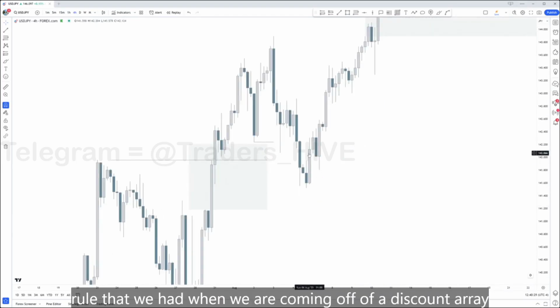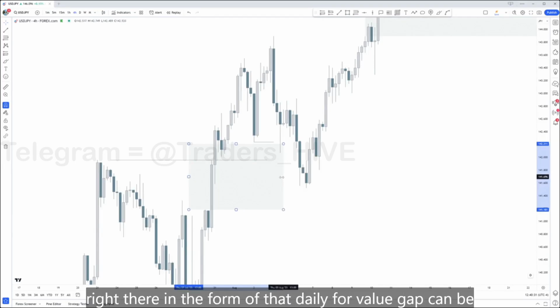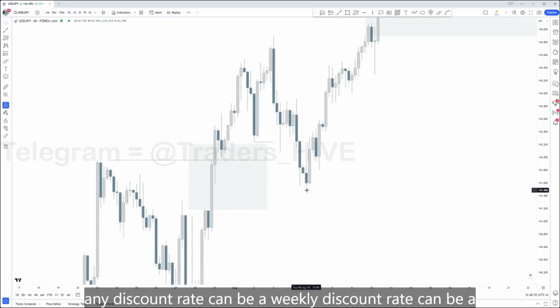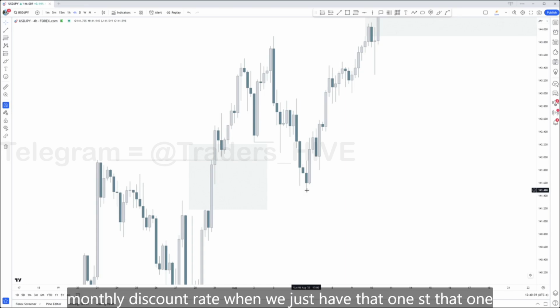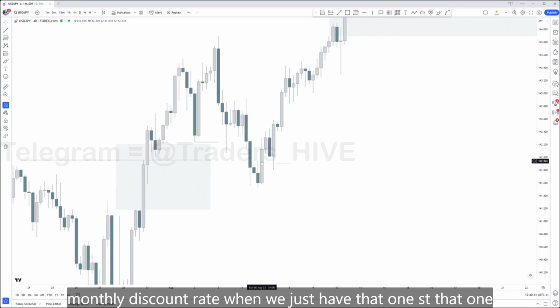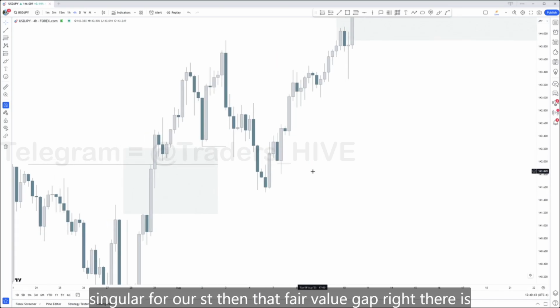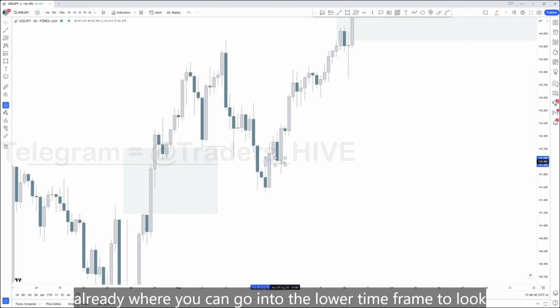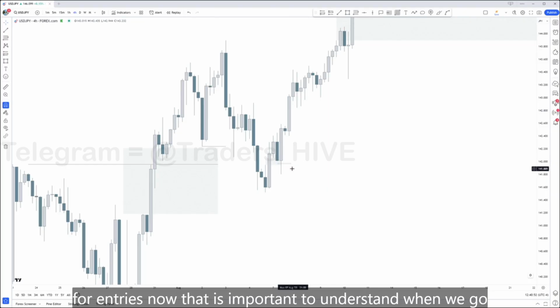Remember the rule that we had when we are coming off of a discount array right there in the form of that daily fair value gap. Can be any discount array, can be a weekly discount array, can be a monthly discount array. When we just have that one ST, that one singular 4 hour ST, then that fair value gap right there is already where you can go into the lower time frame to look for entries. Now that is important to understand when we go into the execution week. So that is the PD arrays that you want to use.